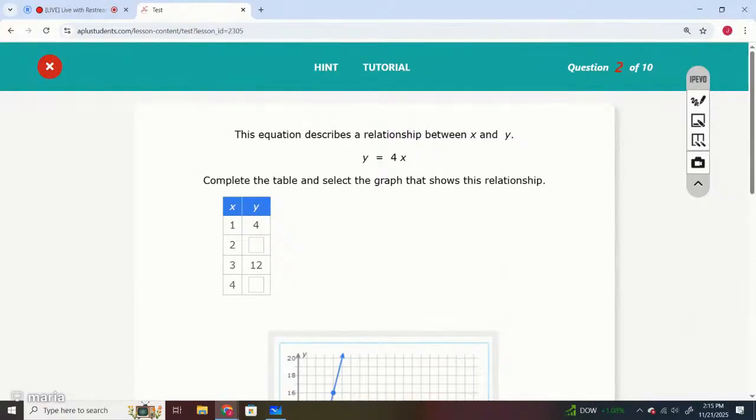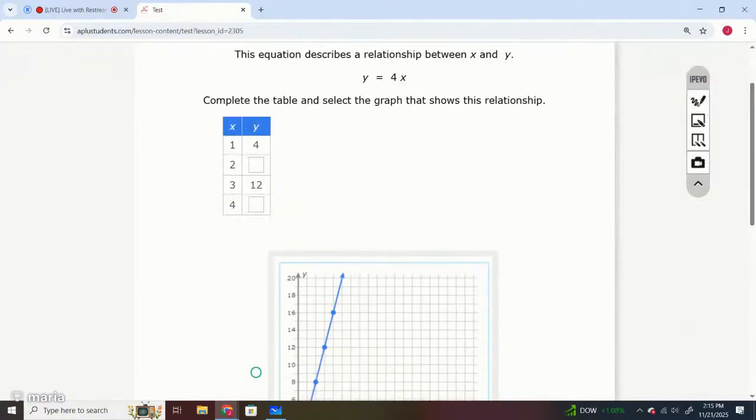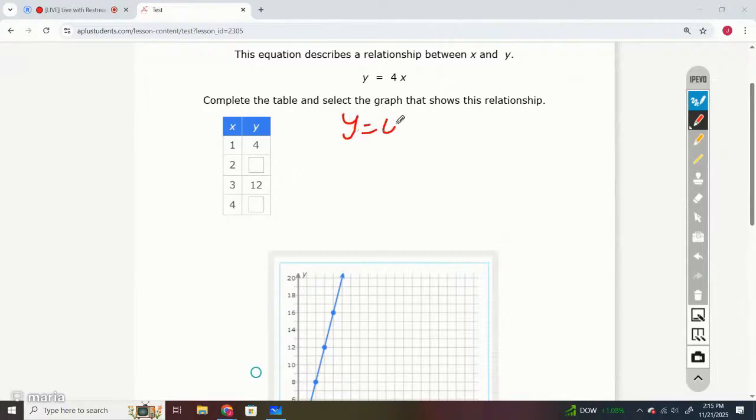This equation describes the relationship between x and y, y equals 4x. Complete the table and select the graph that shows the relationship. So you just use the given equation, that is y equals 4x. We need to replace x with 2. So 4 times 2 equals 8. So you have 8 here. And then we have x equals 4. 4 times 4 is 16. So here you have 16. So we have the table of values. Let's just draw the table over here.